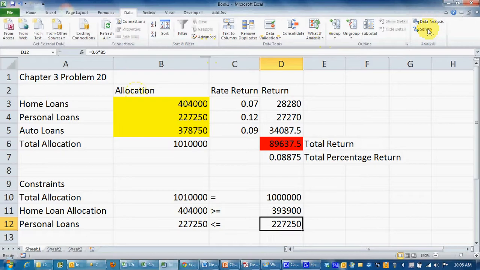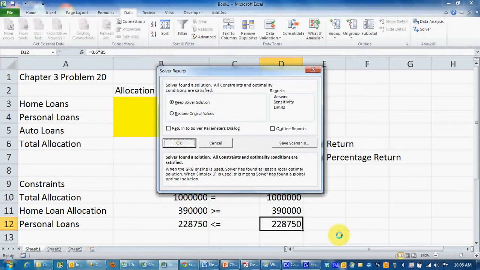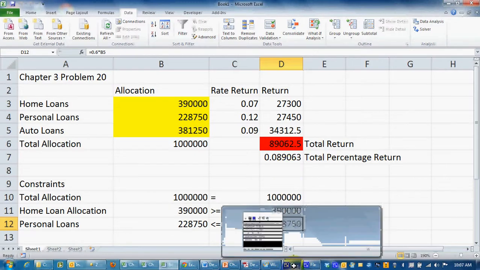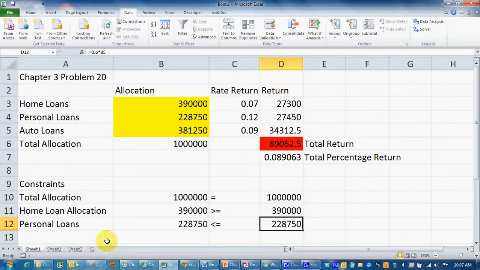All right, so let's run Solver again. And it asked how much would the annual return change. So it went from 88,750 to 89,662. So just that 1% difference made a change of over $1,000. Well, I'm sorry, about $300. And how much would the annual percentage return change? Well, the original return was 88,75, and now it's 89,063. All right, that's it for Chapter 3, Problem 20.